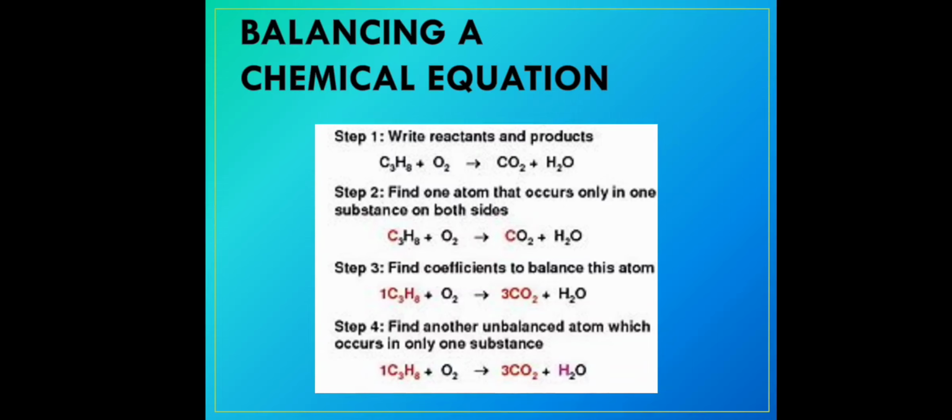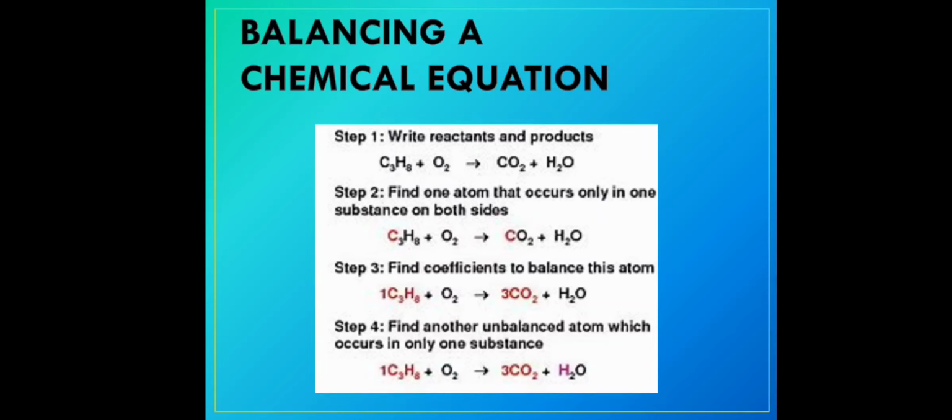So in this equation of C3H8 plus oxygen giving us carbon dioxide and water. Okay, so this is propane and oxygen giving us carbon dioxide and water. So we are trying to balance carbon atoms. So once carbon atoms are balanced, then we go to the next. Then we find the coefficient to balance this atom.